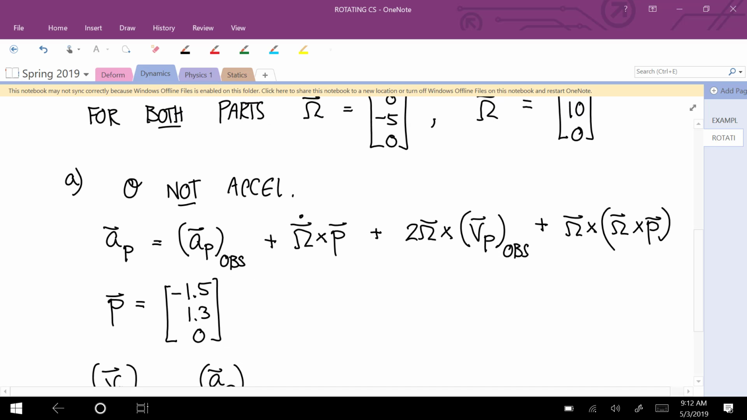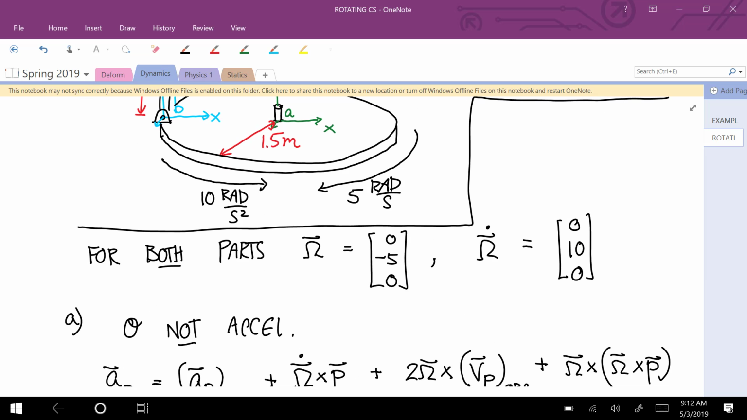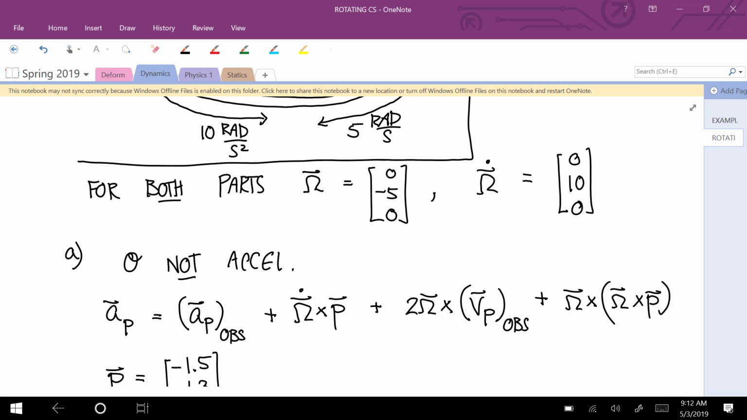And then the last things we have to figure out are, going back to the acceleration equation, we know the position, we know the observed velocity and acceleration. We just have to come up with capital omega and capital omega dot. And we already figured that out. So now we can just plug this all in.